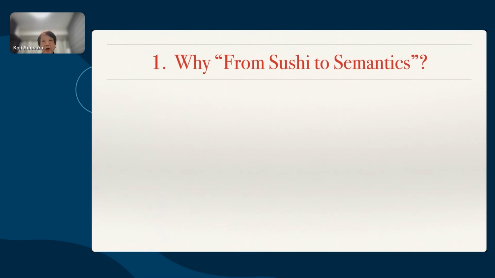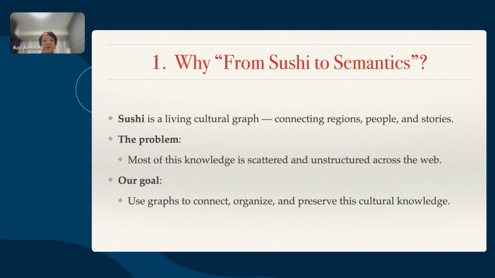Why from Sushi to Semantics? Sushi is a living cultural graph connecting regions, people, and stories. The problem: most of this knowledge is scattered and unstructured across the web. Our goal: use graph to connect, organize, and preserve this culture's knowledge.